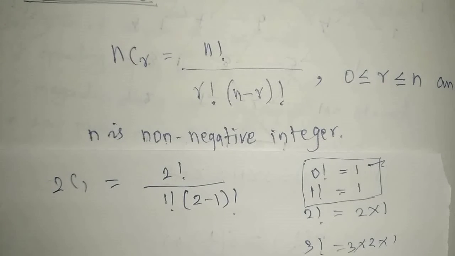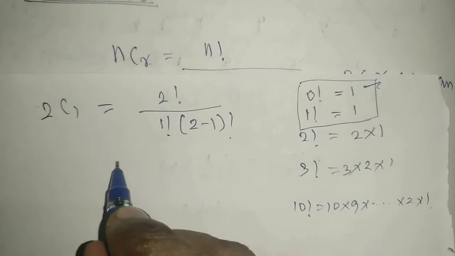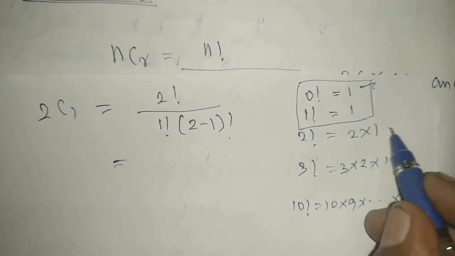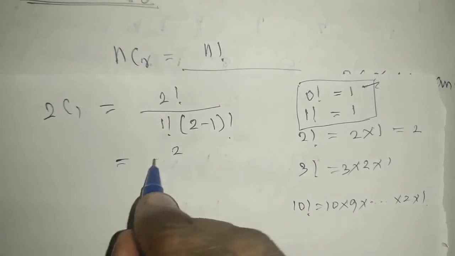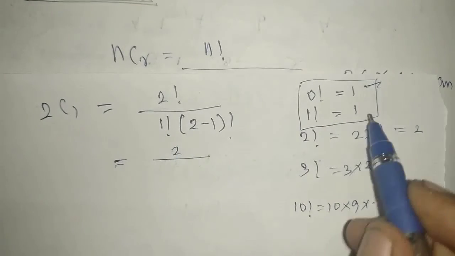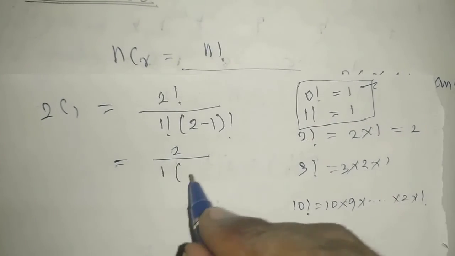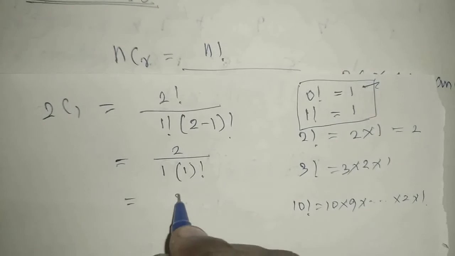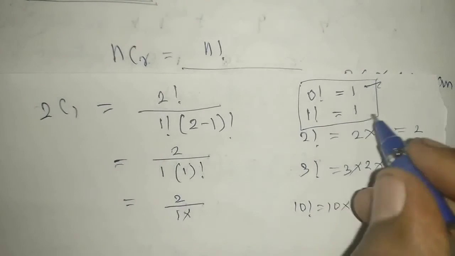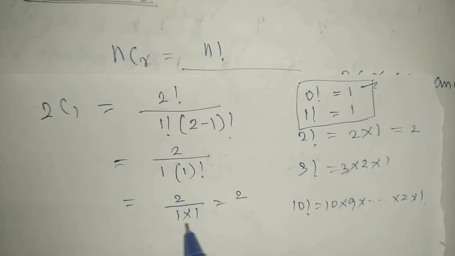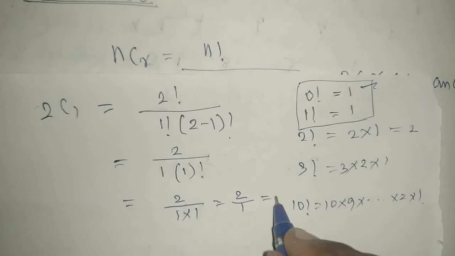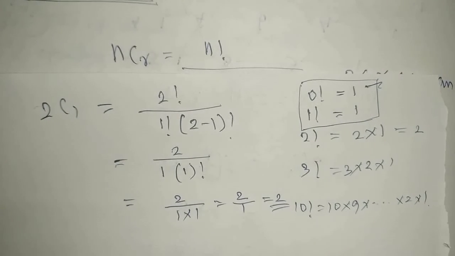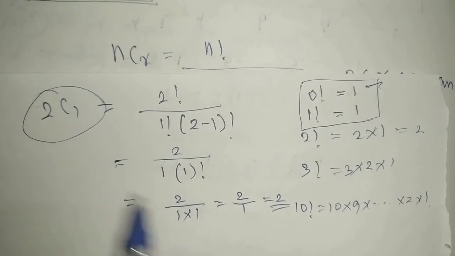Now we will go for 2 factorial. 2 factorial means 2 into 1, which is equal to 2. So directly I am writing 2, understand? 1 factorial also has the answer 1, so I am giving 1. (2 minus 1) factorial, that is 1 factorial, which I said is only 1, so 1. So 2 into 1 ones are 1, which is equal to 2. So 2 is the answer. Then 2C1 we are getting 2, understand?